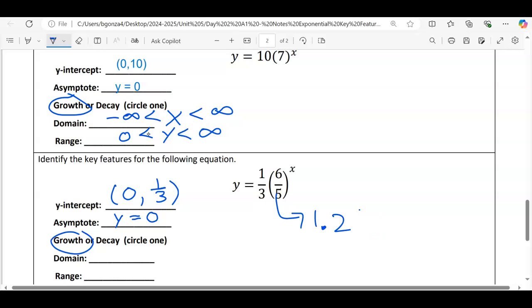All right, and then y'all know domain and range is always the same. Negative infinity to positive infinity. 0 to infinity.